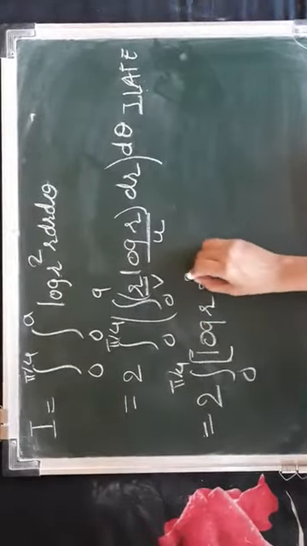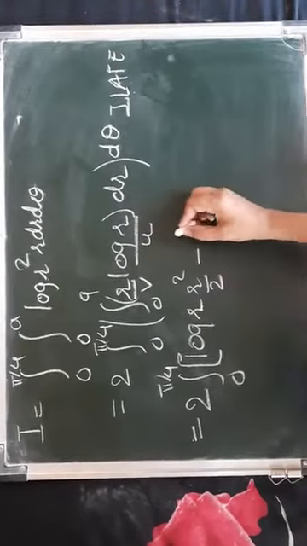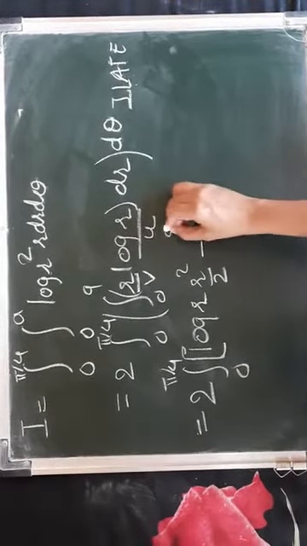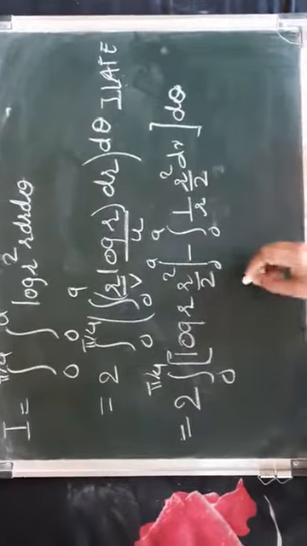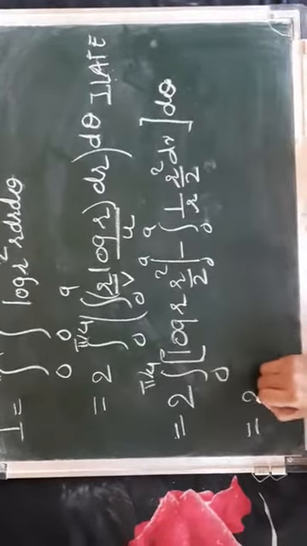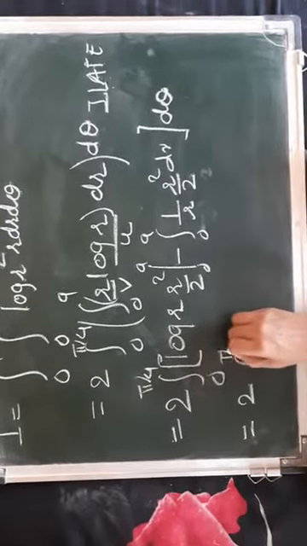Integration of r is r square by 2, minus integration 0 to a. These limits are also 0 to a and 0 to a. Log r derivative is 1 by r, integration of r is r square by 2, dr, and then the answer whatever you get with respect to theta. So if I substitute the limits, this will become 2 times integration 0 to pi by 4.